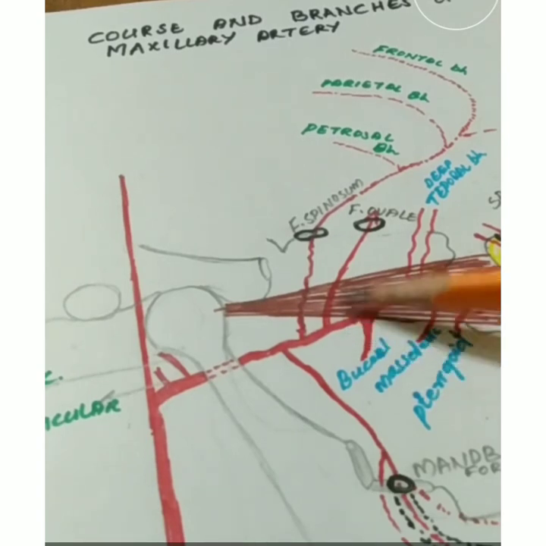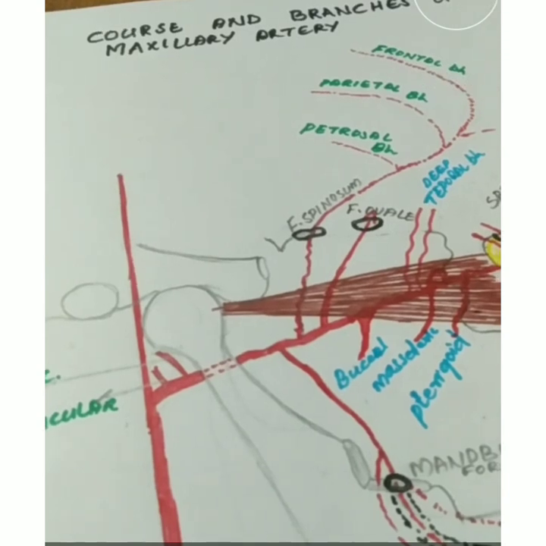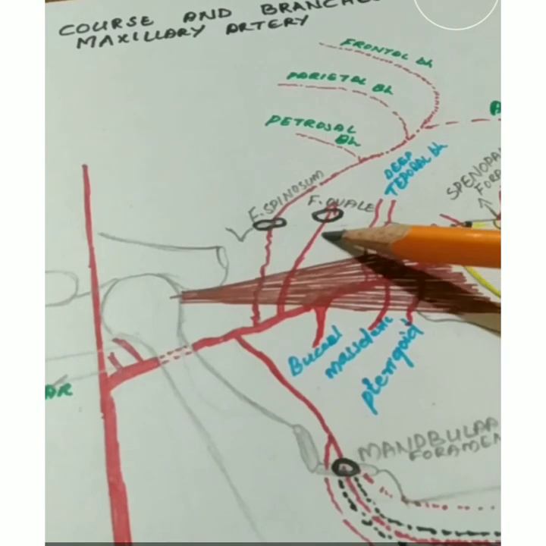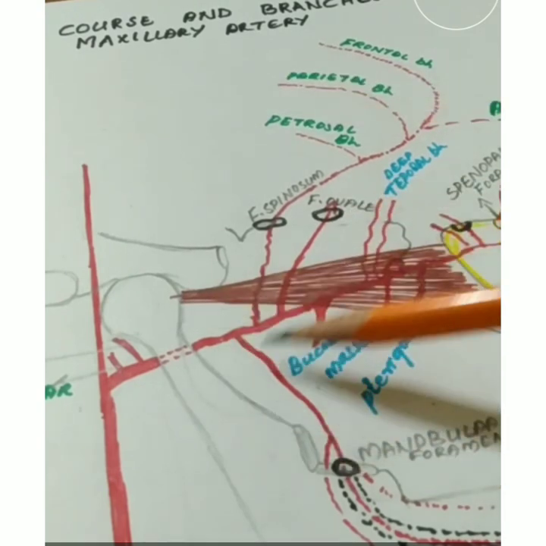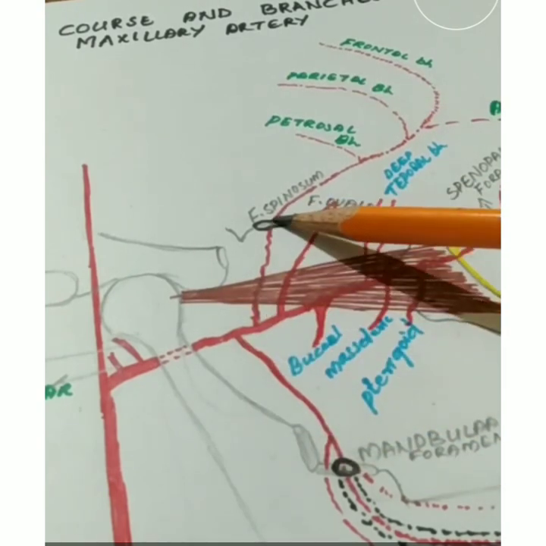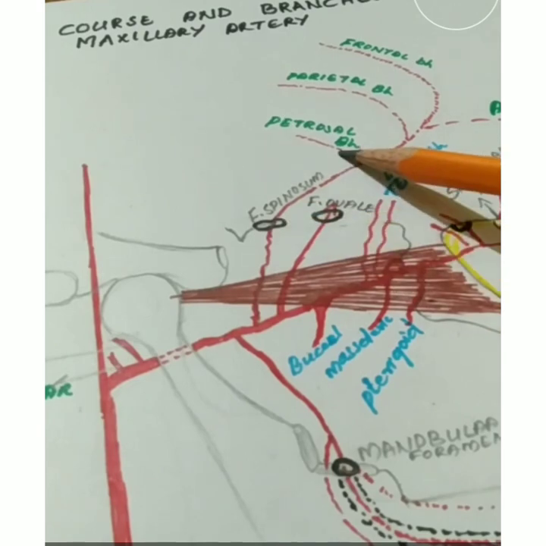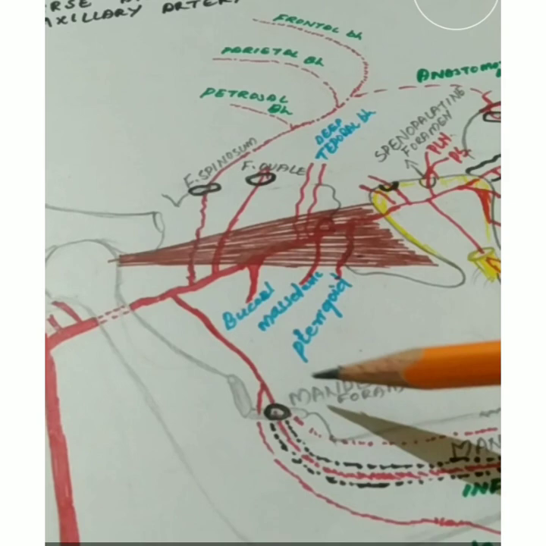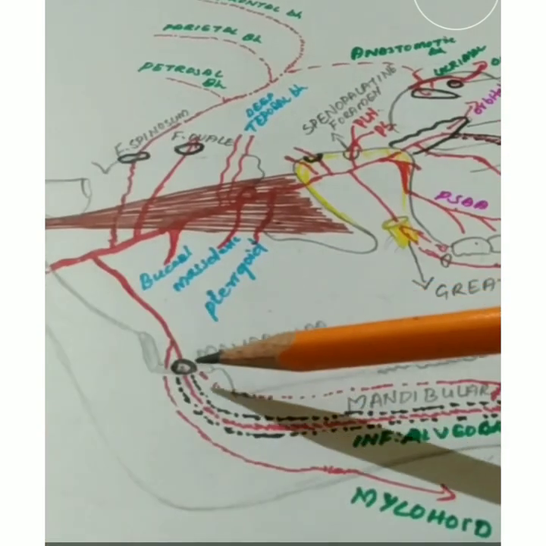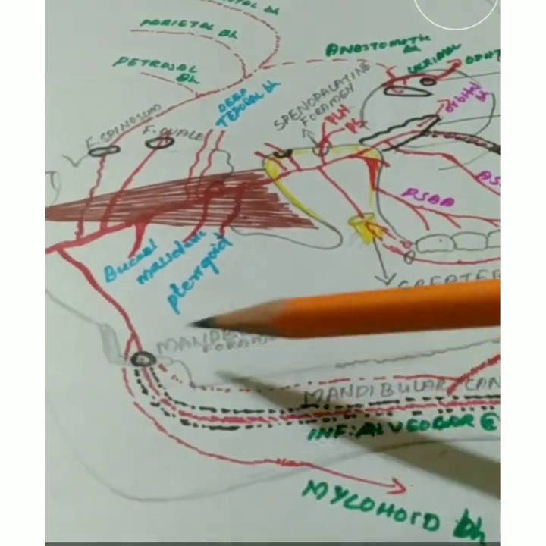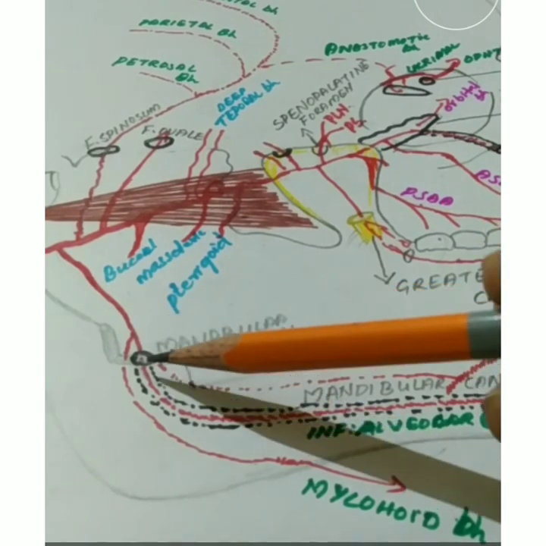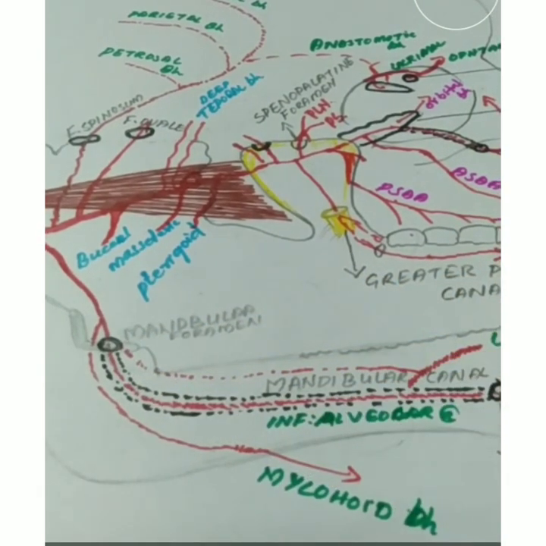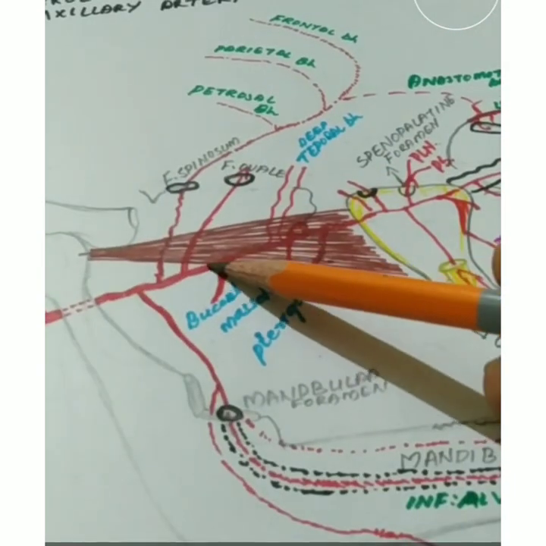accessory meningeal artery. Here the accessory meningeal artery enters through the foramen ovale, and the middle meningeal artery enters into the cranial cavity through the foramen spinosum, and the inferior alveolar artery passes through the mandibular foramen and the mandibular canal. And the next is the second part.